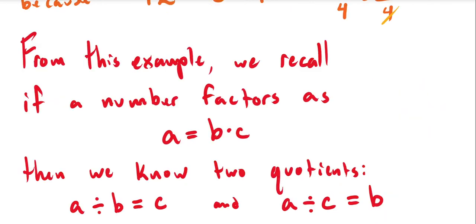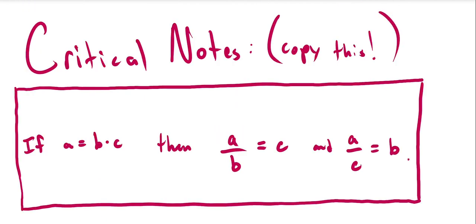Now from this example, we can generalize to get a rule or a property. If a number factors as a equals b times c, then we know two quotients at least. A divided by b is equal to c, and a divided by c is equal to b. I feel like that's important enough to merit some critical notes, so copy this down, show it to me later as proof you watched the video.